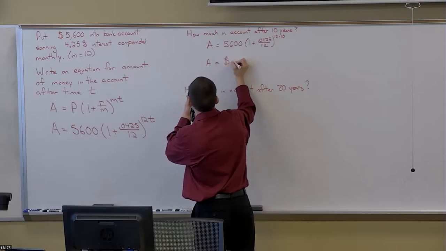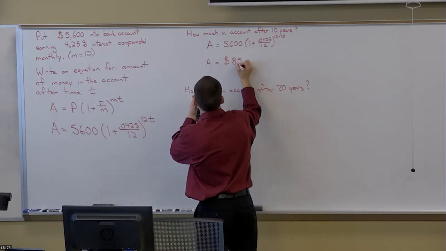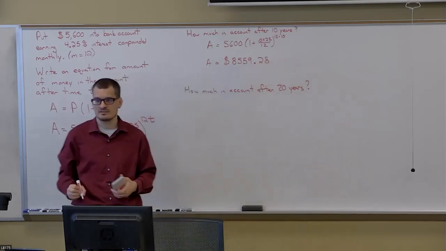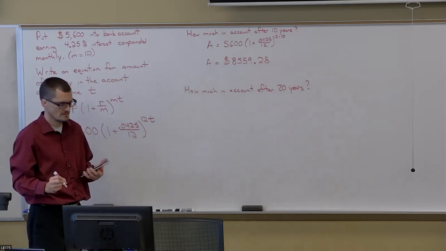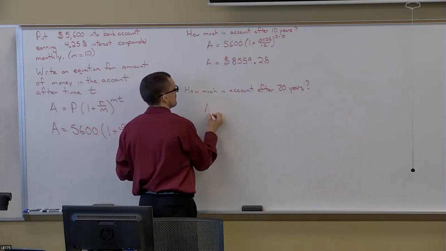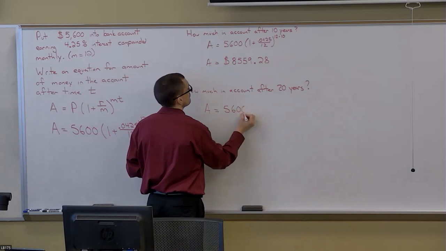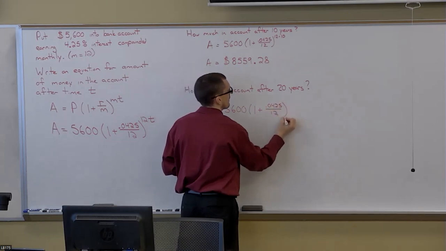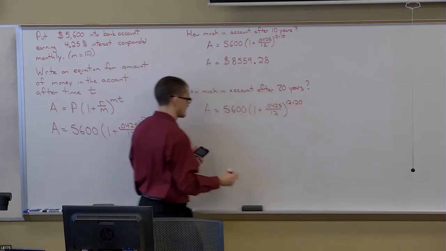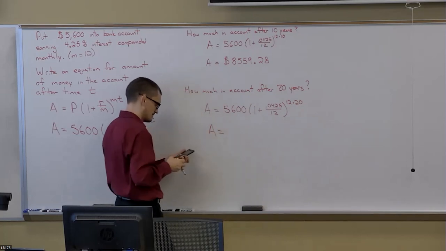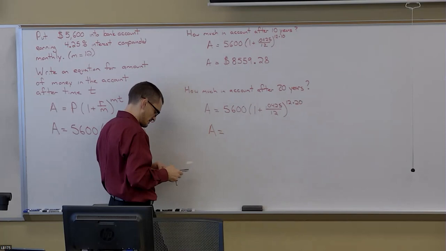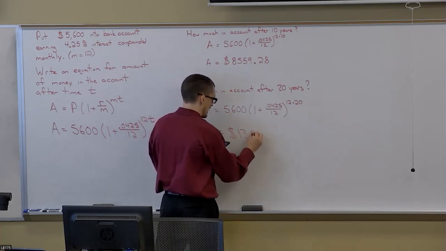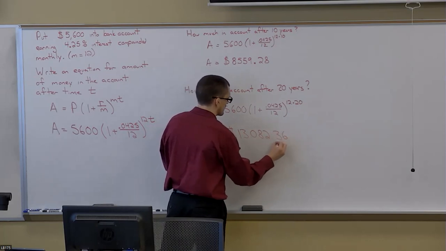So the amount that I have after 10 years is going to be $8,559.28. Anybody else get that? The amount we're going to have after 20 years, well, I just plug in a 20 for my T. And I get $13,082.36.